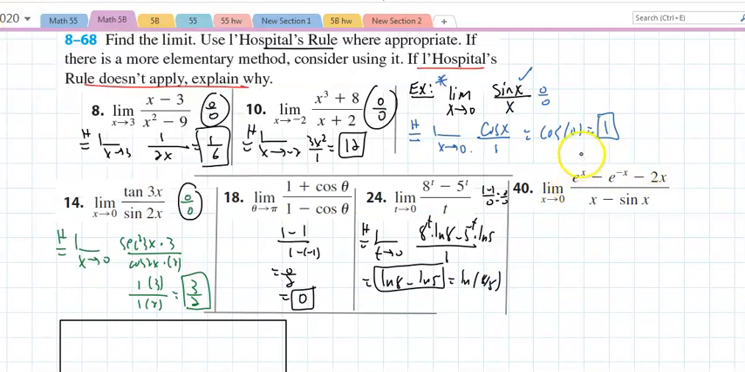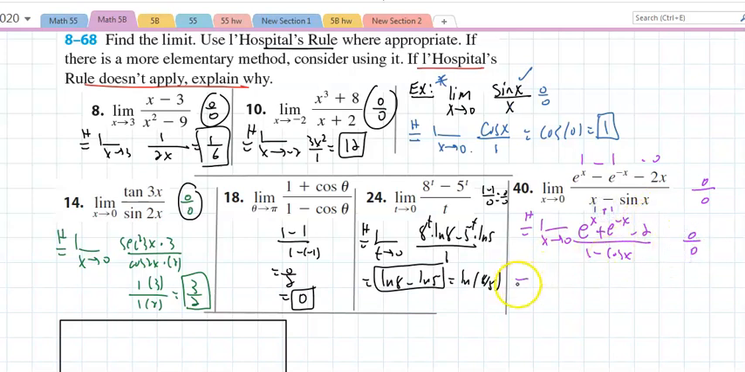If I put a 0 in there, I'll get 1 minus 1 minus 0, which is 0. And I'll get 1 minus 0 minus 0, which is 0. By L'Hopital, that's the limit as x approaches 0. Derivative of e to the x is e to the x, plus e to the minus x, minus 2, over 1 minus cosine of x. Put a 0 in, I'll get 1 plus 1 minus 2, that's 0. 1 minus 1 is 0. If I apply L'Hopital again, I put the h again.